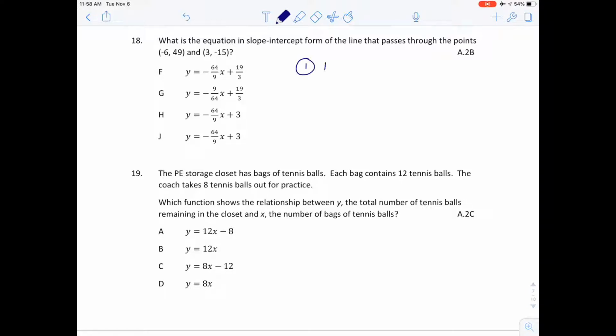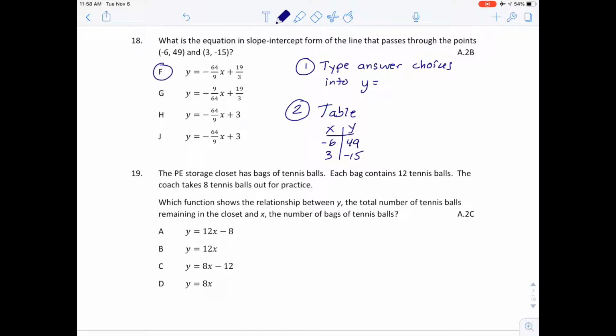So what I would suggest is type your answer choices into y equals. And when you do that, go to your table, and we need to make sure that our table has the points (-6, 49) and (3, -15). So see if it has those 2 points. When you go through and you type your answer choices in, you will see that this first one has both of those points. So it is F.